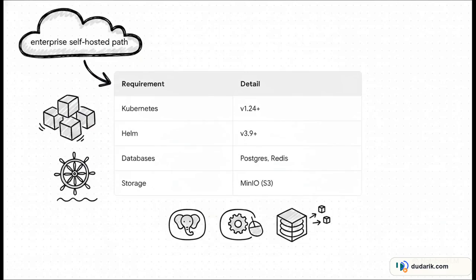If you do go the enterprise self-hosted path via Kubernetes, which was fully rolled out for production in late 2025, you'll need to manage some specific infrastructure dependencies. To run the backend components reliably, you are looking at needing Kubernetes version 1.24 or higher, Helm 3.9 plus, and standard robust databases like Postgres, Redis, and ClickHouse. You'll also need an S3-compatible storage solution like Minio for your media assets.